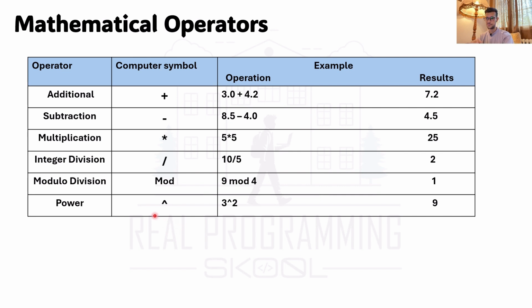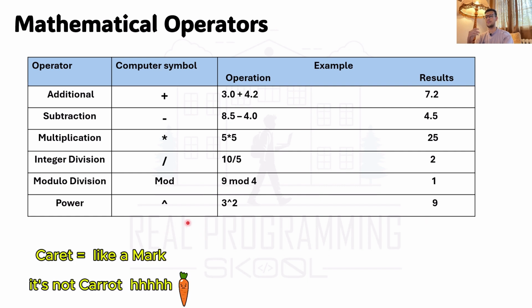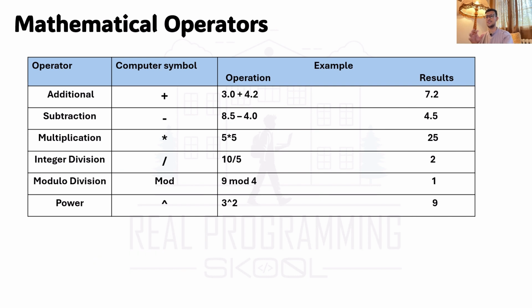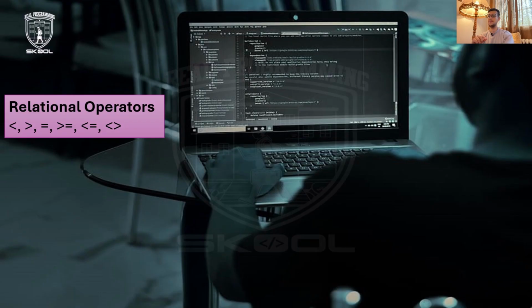And the power, this is the power sign or computer symbol. 3 power 2 gives me 9. The power symbol is called a caret, not carrot, caret. All right, these are the mathematical operators. It's easy, nothing much. And let's jump now to see relational operators.